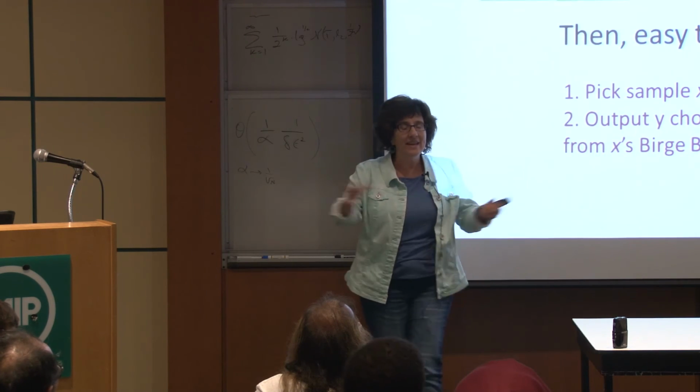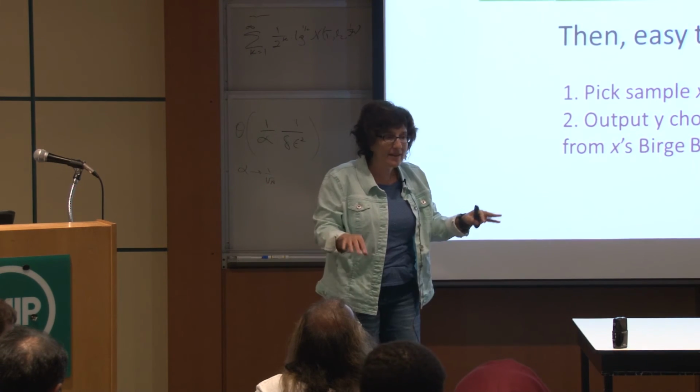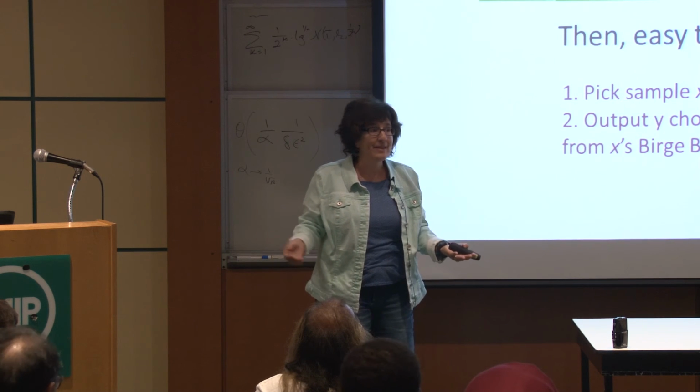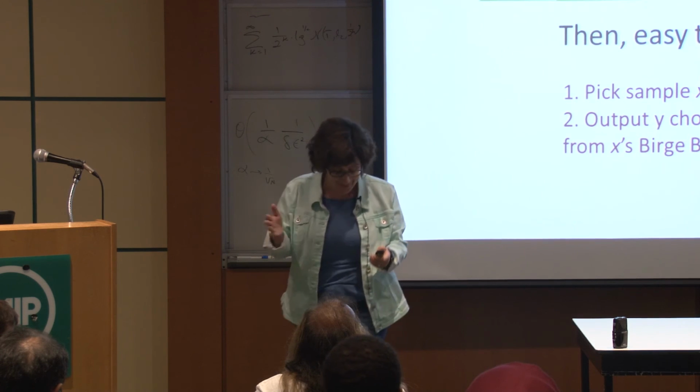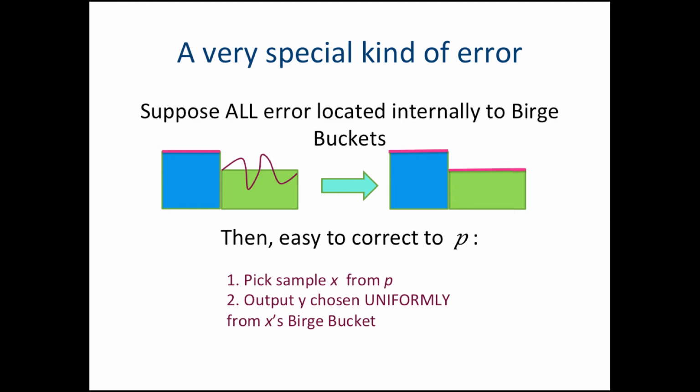The problem is getting the weighting right between the buckets. But you'd think, how bad can that be? There's only log n of them. Well, turns out it was harder than we expected. Okay, but let me call that the Birge bucket correction.